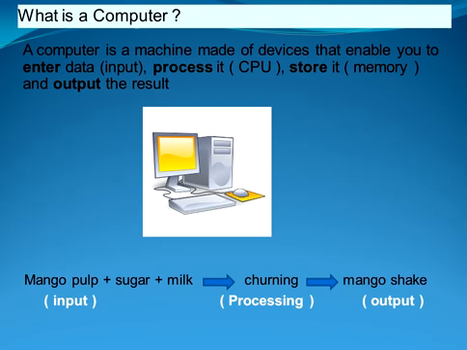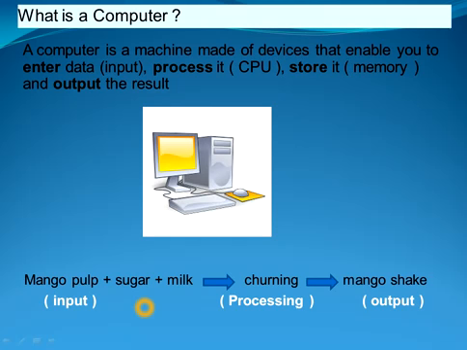So let me start from a basic high level definition of a computer. What is a computer? A computer is a machine made of devices that enable you to enter data, process it, store it and output the result. Let me give you a very basic level of definition.